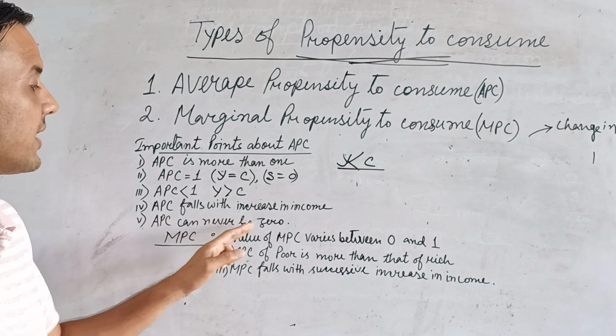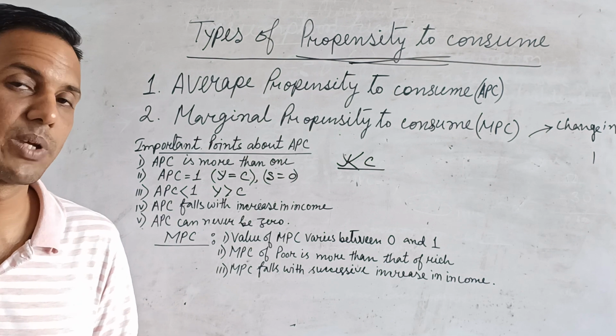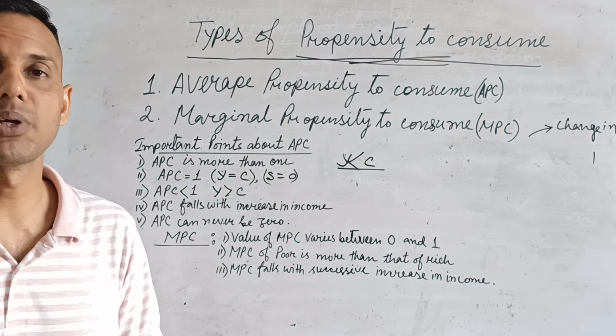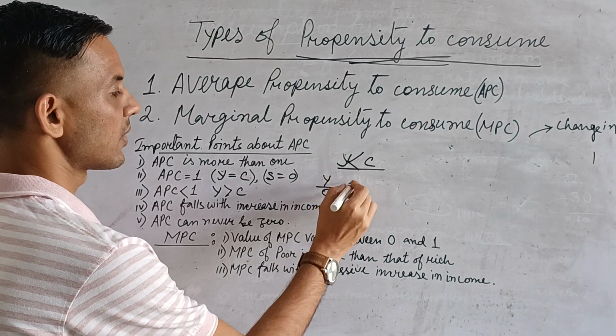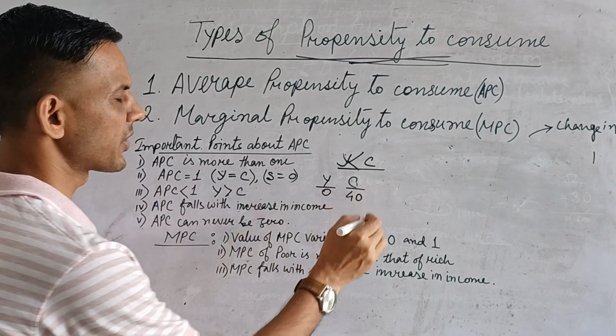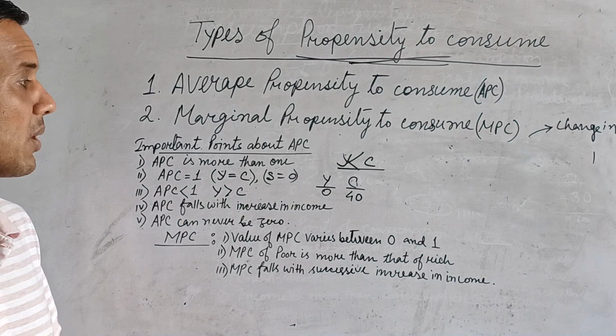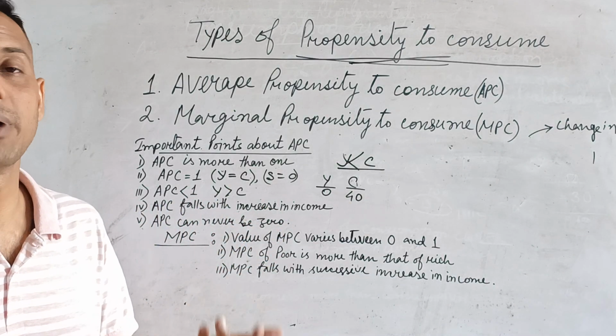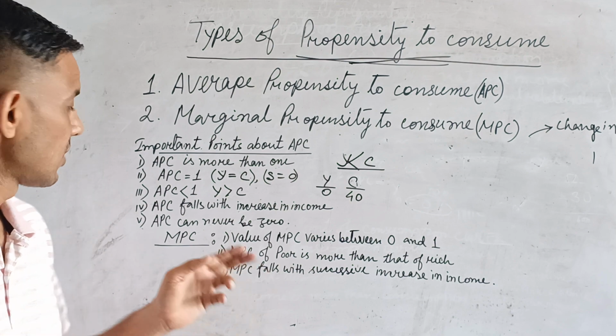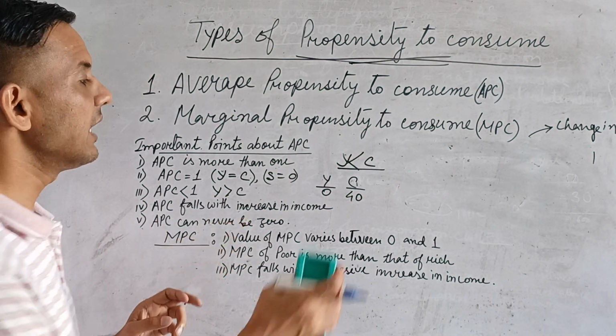APC can never be 0. In our previous video we have already explained autonomous consumption. It means when your income is 0, consumption is always 40, 50 or above, because consumption cannot be 0. You have to survive. You need the basic goods and services. So APC can never be 0.